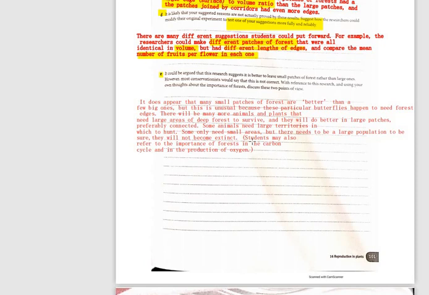And you can also include other points, such as the importance of the carbon cycle and the production of oxygen. The carbon cycle is also in the later chapters, so you probably have not learned that yet. In the production of oxygen, oxygen is important for the survival of organisms, and the forests and carbon dioxide are involved as well.